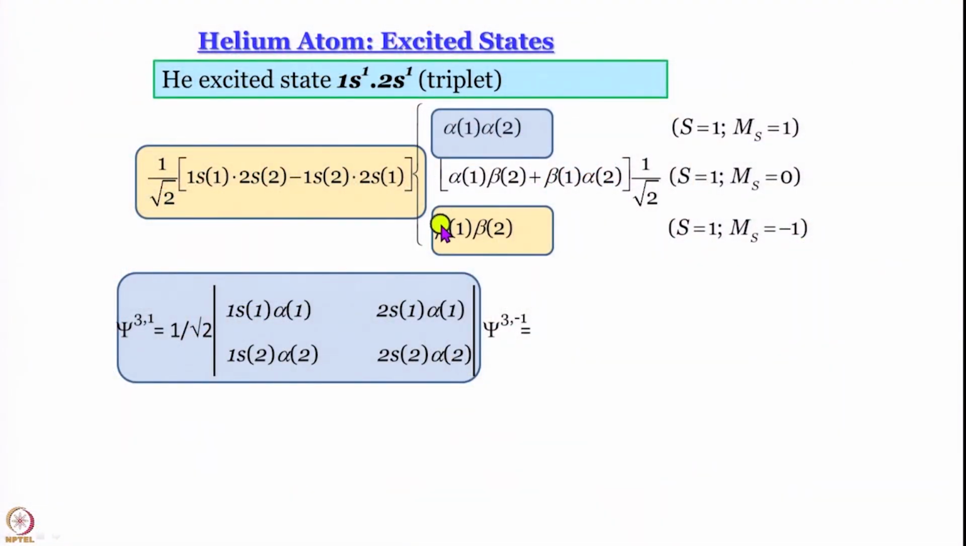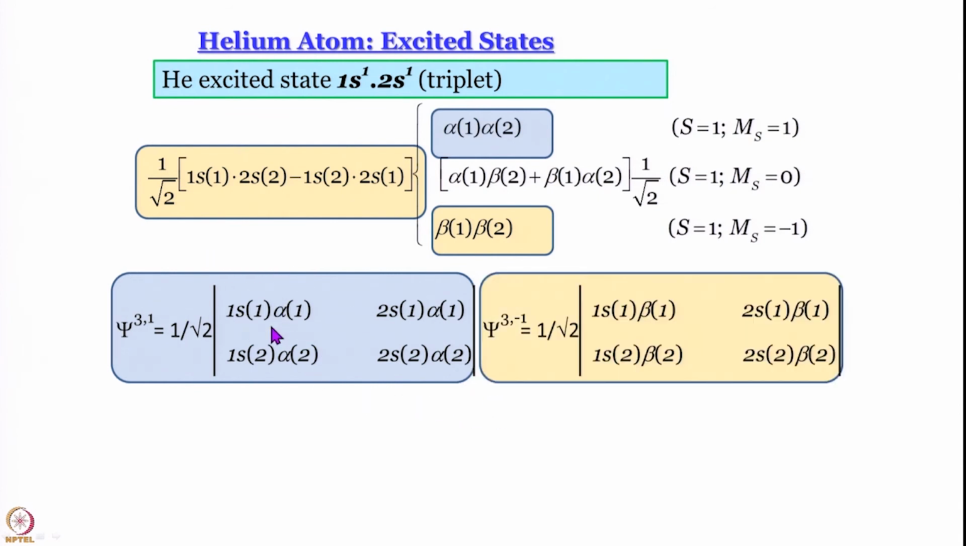What would the answer be? Exactly the same treatment, right? Instead of alpha, we have to write beta. So, the answer is a similar determinant. Wherever there is alpha, we write beta. That is your psi 3 minus 1 state: the wave function for the state in which capital S is 3, so triplet, and the z component of the total angular momentum is minus 1.